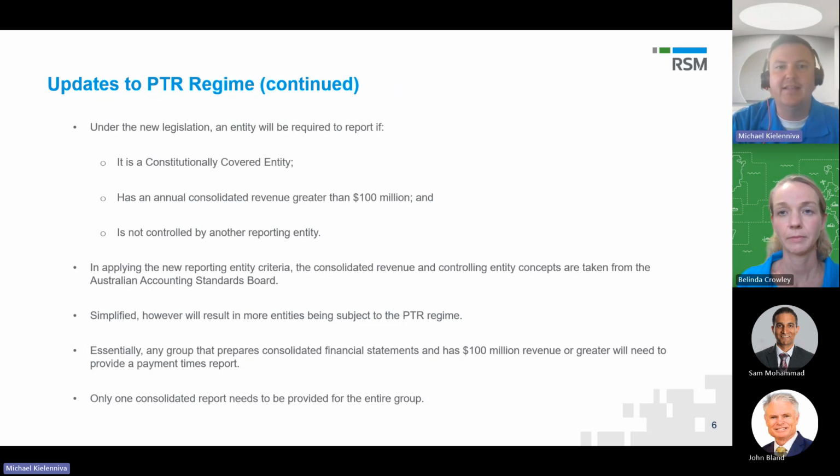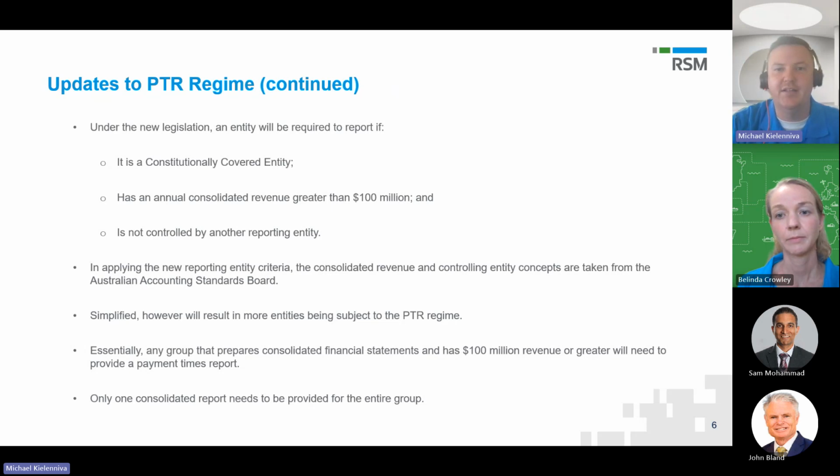So any entity that satisfies the definition will be required to provide a consolidated payment times report to the payment times regulator, which will include the payment times information of all constitutionally covered entities controlled by the reporting entity. While this will hopefully result in a more streamlined reporting process, the revised definition is likely to capture many more subsidiaries of larger groups that were previously excluded due to the flawed operation of the old legislation.